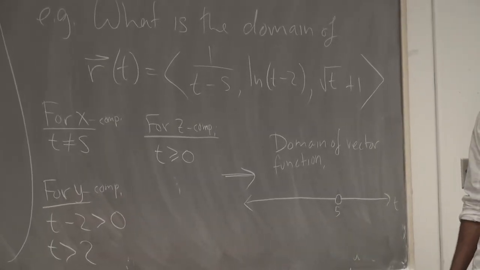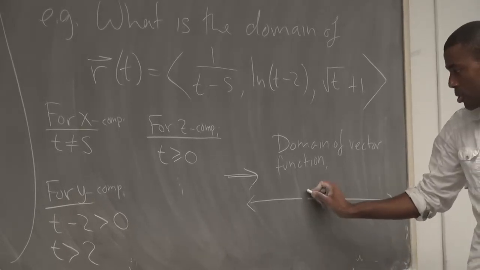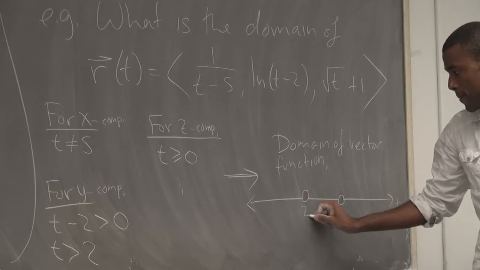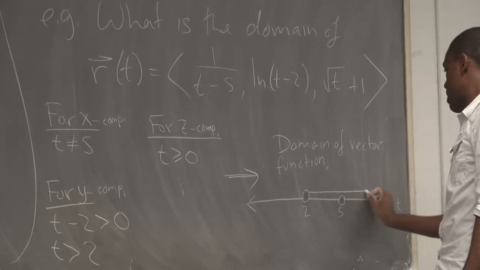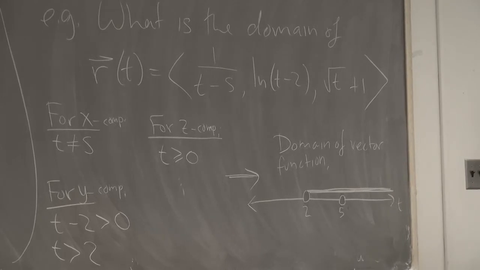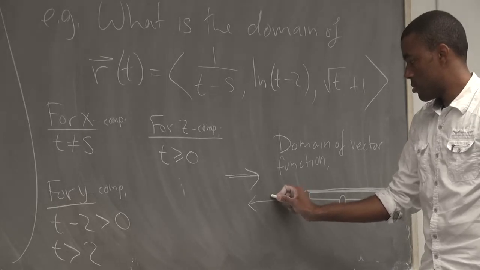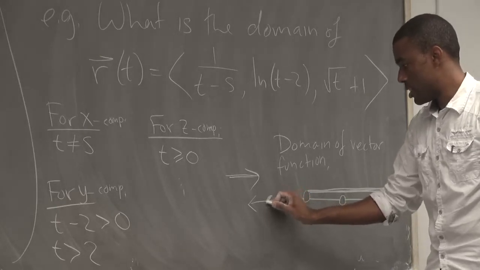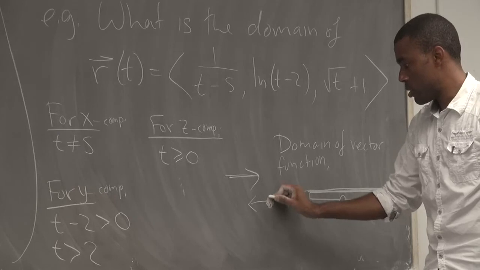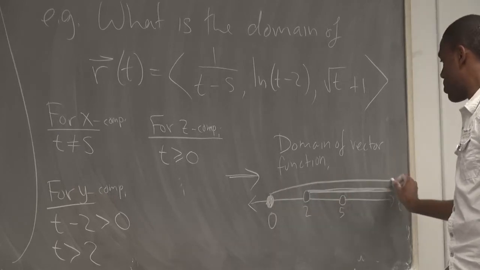For the y, I know I need to be greater than 2. So where the 2 is, there's a hole. And I know I need to be greater than that, right? So then that would work. For the z, I need to be greater than or equal to 0. So here's 0. I can shade that because I can be equal to 0. And anything above that would work.